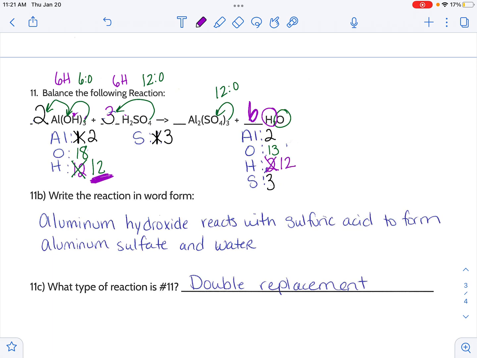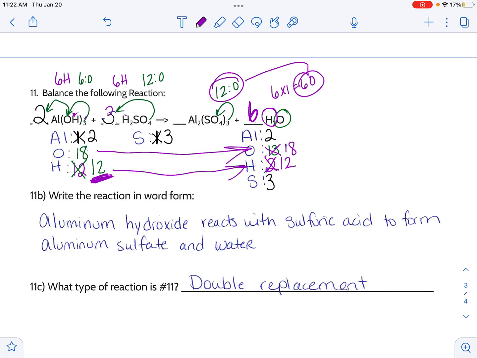So I got that. Now I'm going to check my oxygen counts. So I didn't do anything over here. I still have 12 oxygens over here. And 6 times the 1 oxygen means I have 6 oxygens. So I got to add those together, which means that I have 18 oxygens, which is exactly what I need. Again, double check that you wrote it in words correctly. This is a double replacement reaction.